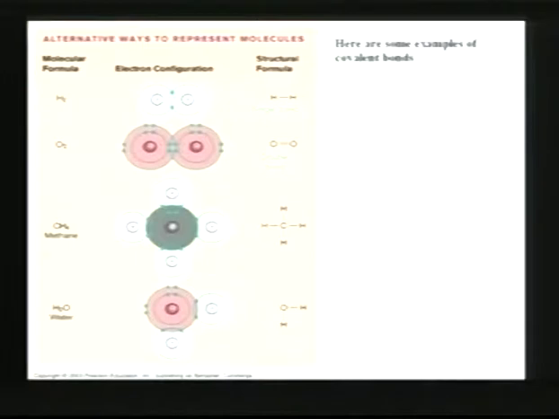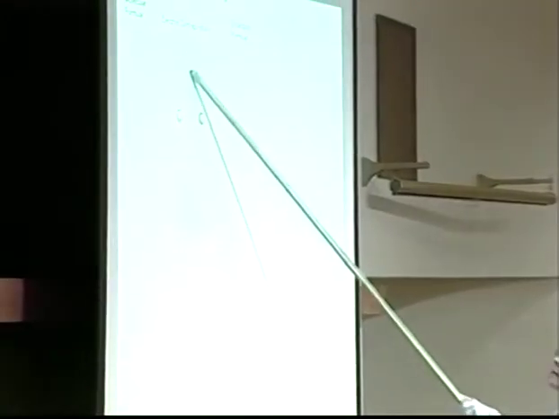So here's some examples of covalent bonds that we can look at. The simplest one up there is the formation of a covalent bond between two hydrogen atoms. You remember hydrogen has one proton and one electron, and so what we see here up at the top of this figure is a sharing of those two electrons.